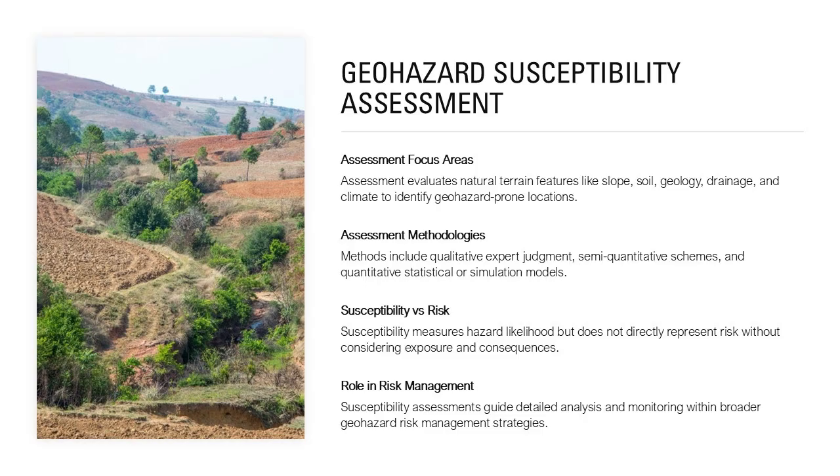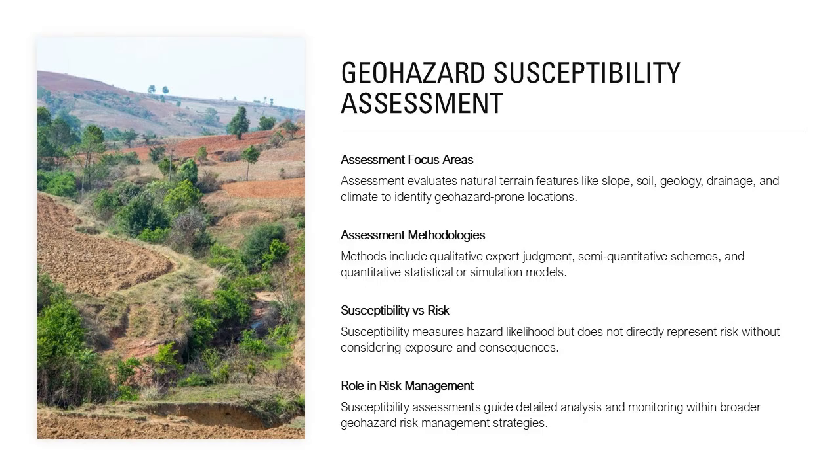This assessment focuses on natural terrain characteristics such as slope angle, soil type, geological structure, drainage patterns, and climatic influences. The goal is to identify areas where geohazards are more likely to occur so that they can be prioritized for further evaluation. Susceptibility assessments often use qualitative, semi-quantitative, or quantitative methods. Qualitative approaches rely on expert judgment and classification schemes, while quantitative methods may involve statistical modeling or numerical simulations.